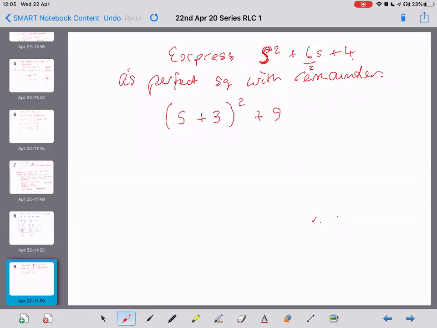But we want 4 plus -5. Let me just say that again. If we multiplied this s plus 3 out, we'd end up with a constant on the end of 9. But we want 4. So the remainder must be -5.